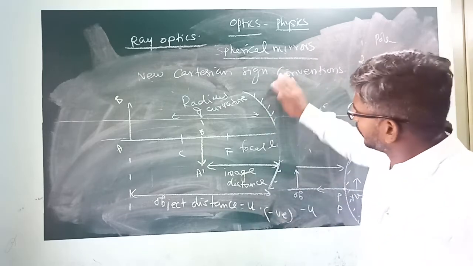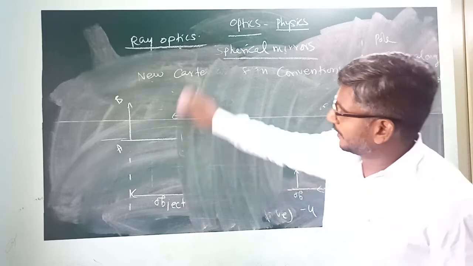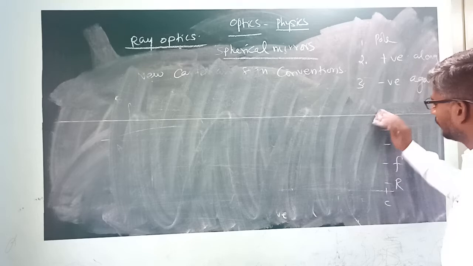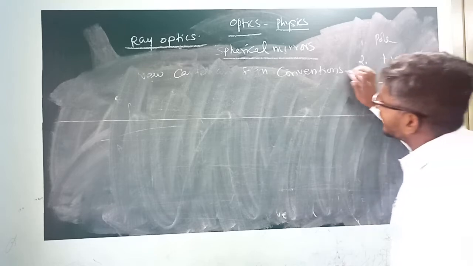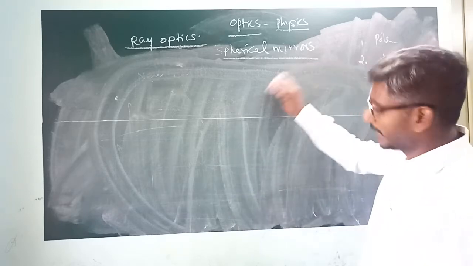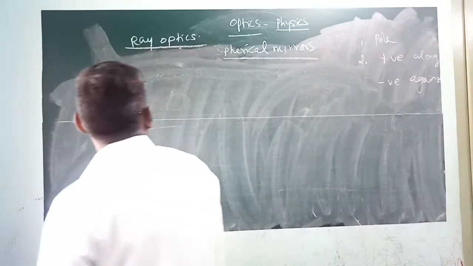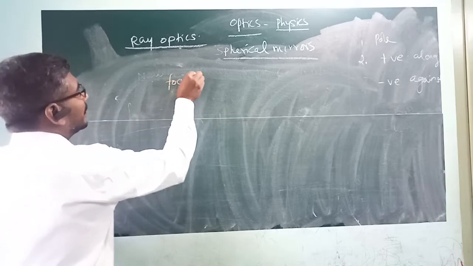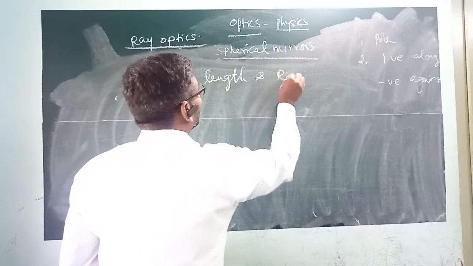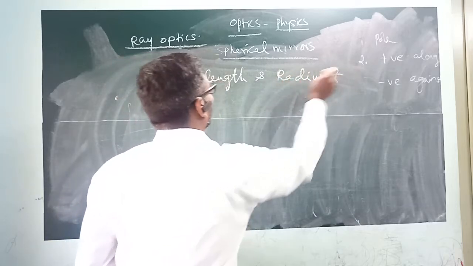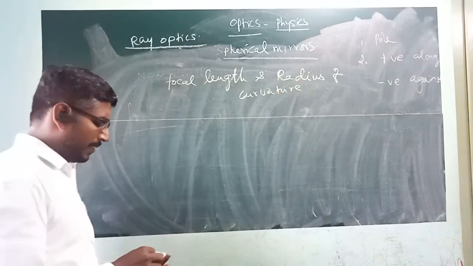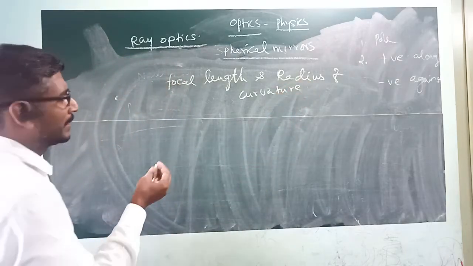Then to go further, relating to our mirror formula, before that I should know the relation between the focal length and the radius of curvature. I have to understand the relation between the focal length and radius of curvature. It is very simple.